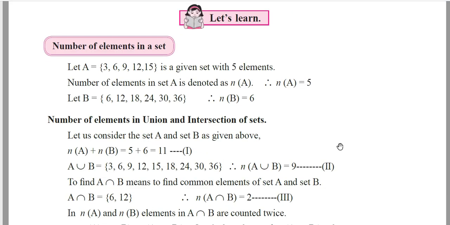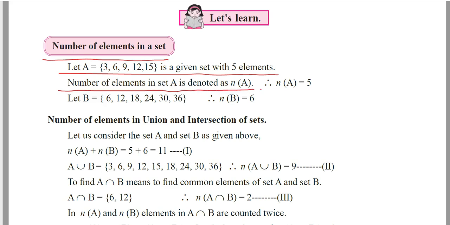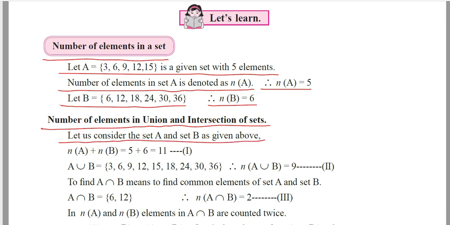Number of elements in a set. Let A is equal to 3, 6, 9, 12, 15, a given set with 5 elements. The number of elements in the set is denoted by n of A. n of A is equal to 5. B is equal to 6, 12, 18 and we can find out this. n of A plus n of B.